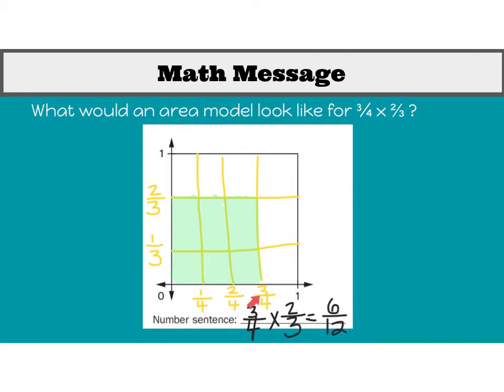If we find the 3/4 fraction and the 1/3 fraction and we go to where they meet, then we would shade everything to the left of that. So we have a total of 6 squares that are shaded out of a total of 12 squares. So our number sentence for this would be 3/4 times 2/3 equals 6/12. How did you do? Hopefully that makes sense, and we will continue with our lesson.